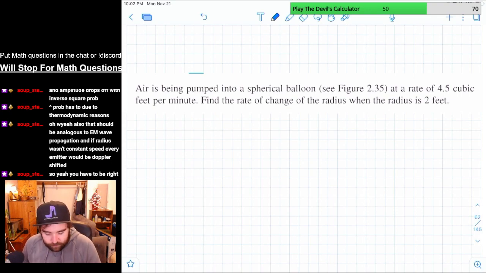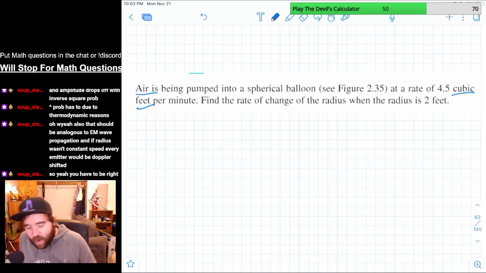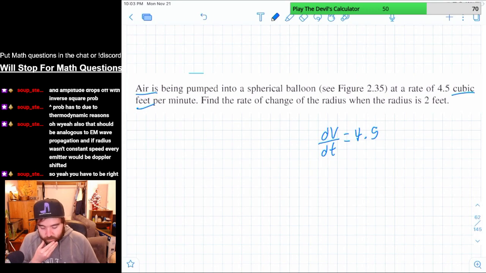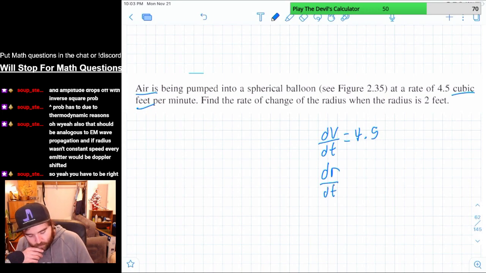So air is pumped into a spherical balloon at a rate of 4.5 cubic feet per minute. Find the rate of change of the radius when the radius is 2. So let's write down what we know. Air is being pumped into a spherical balloon at 4.5 cubic feet per minute. The units are another hint of what that is, but they're saying the air is being pumped in, so that's the volume. The change in volume per change in time is 4.5. What else? They want the rate of change of the radius, so they want dr/dt equals question mark when r is 2.